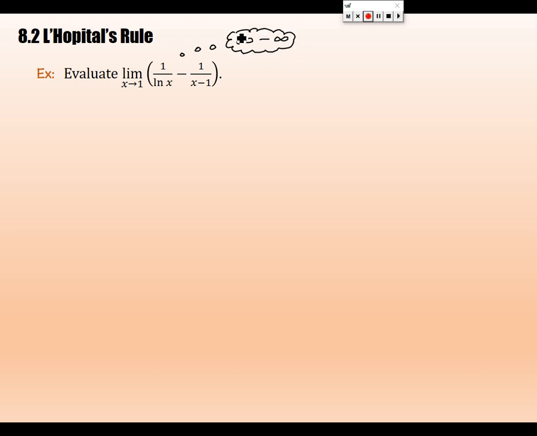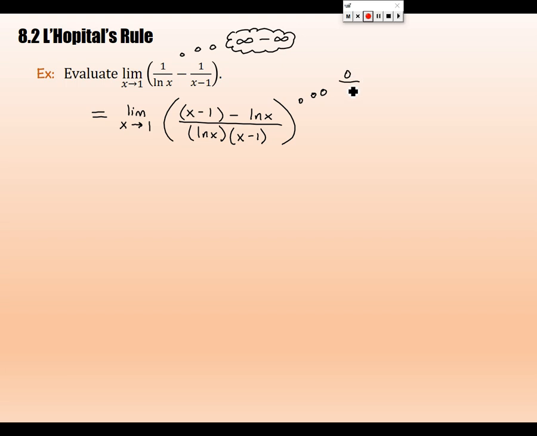How do we get it into a fractional form when we have this situation? Well, we just combine fractions, right? Find a common denominator and go for it. So we have x minus 1 minus ln x over the common denominator. Is it indeterminate now? If so, which form is it in? ln 1 is 0. Yeah, I think we now have it in this form, 0 over 0.